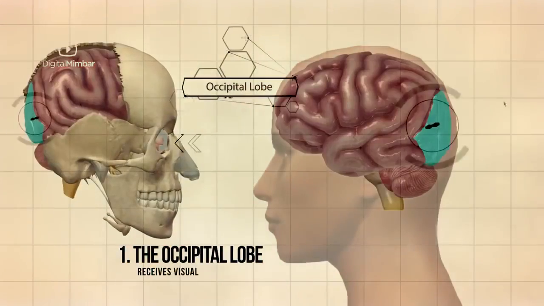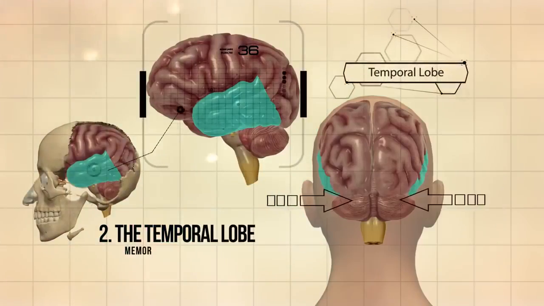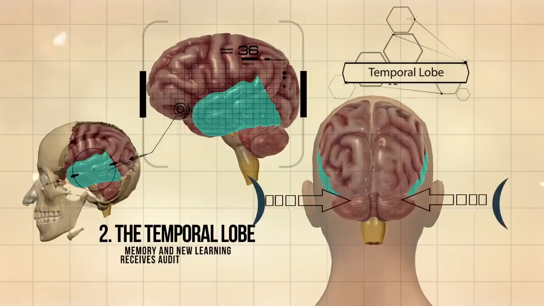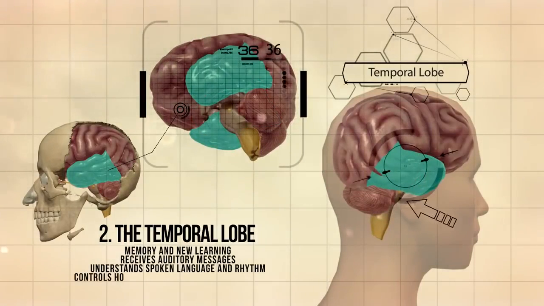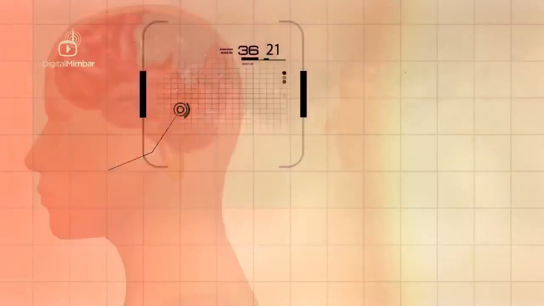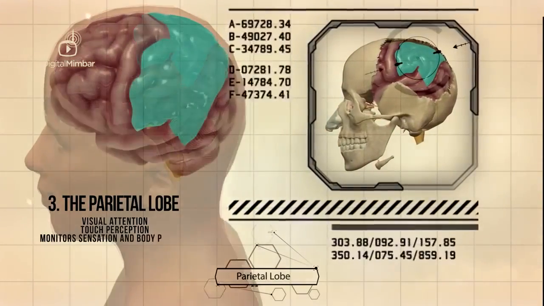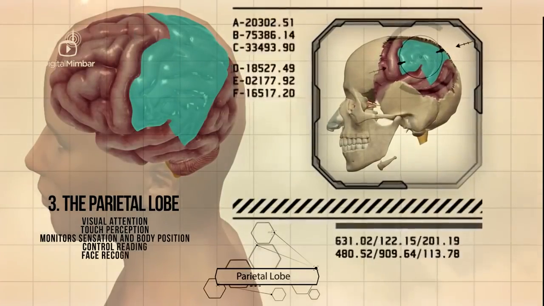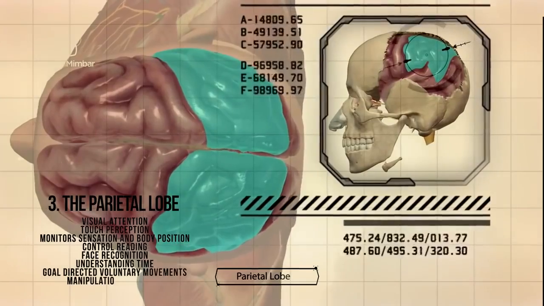The occipital lobe receives visual information, interprets colour, shape and distance. The temporal lobe is responsible for memory and new learning, receives auditory messages, understands spoken language and rhythm, controls how things are ordered and categorized, and some visual perception. The parietal lobe is responsible for visual attention, touch perception, monitors sensation and body position, controls reading, face recognition, understanding time, goal-directed voluntary movements, and manipulation of objects.